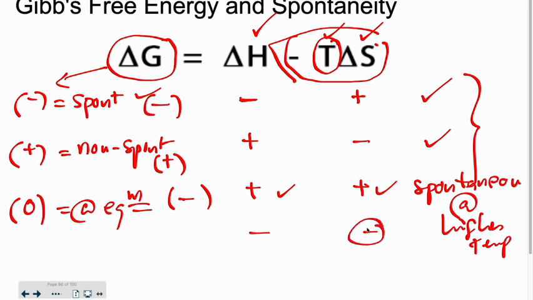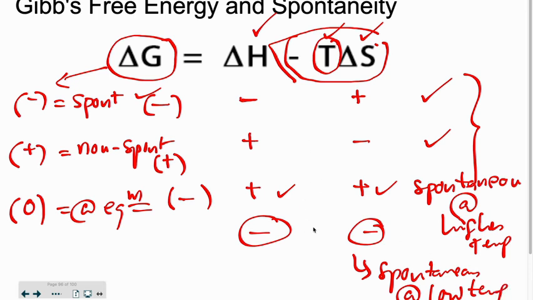And lastly, if my two values are negative, so if my delta H is negative, that's an exothermic reaction. If my entropy is decreasing, here, what I want to do is I want to make sure my delta H is bigger than my negative T delta S. So in order for me to do that, I need a low temperature. So this one here, this reaction will be spontaneous at low temperatures.